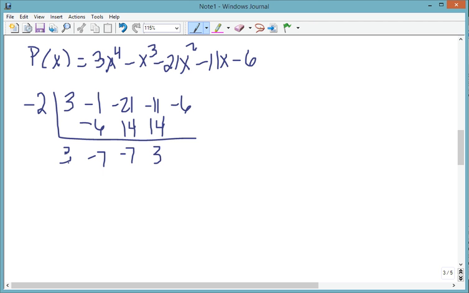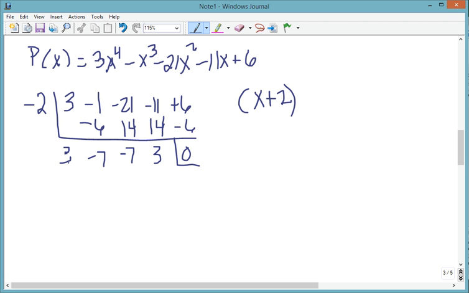Dang. Did I copy it down wrong? I copied it down wrong. Darn it. Okay, let's make that a positive 6. I copied it down wrong. Negative 6, that would be a 0. Sorry about that. Alright, so what that means is that x plus 2 is one of my factors. Okay, so if I were factoring here, I know that x plus 2 is one of them.